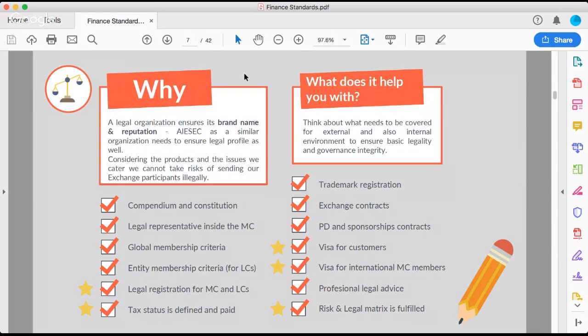Some of the points that you can see in here are, for example, having a compendium and constitution, having a legal representative inside the MC, global membership criteria, entity membership criteria, legal registration for MCs and LCs, tax status is defined and paid, trademark registration, exchange contracts, PD and sponsorship contracts, visa for customers, visa for international MC members, professional legal advice, and that the risk and legal matrix is fulfilled. So I will go a little bit into each of them for you to understand what they all mean.